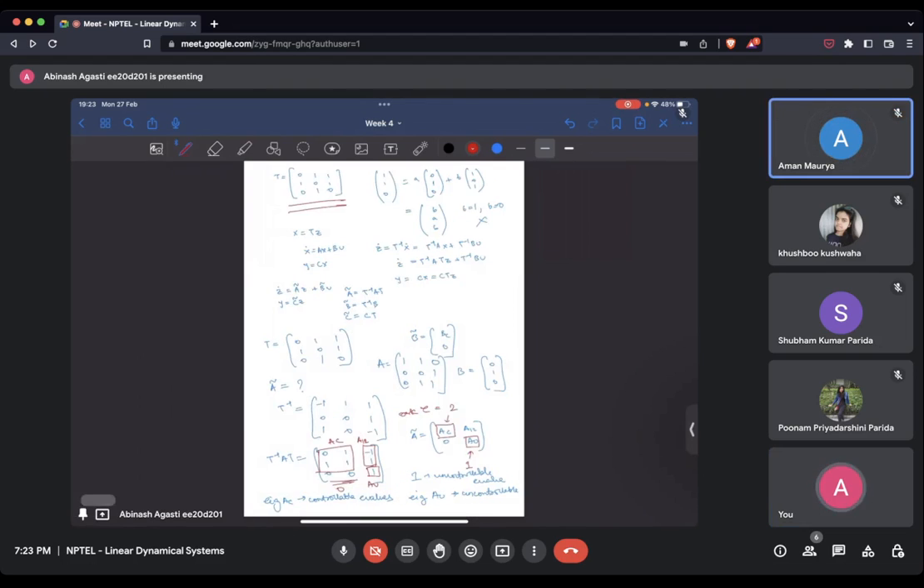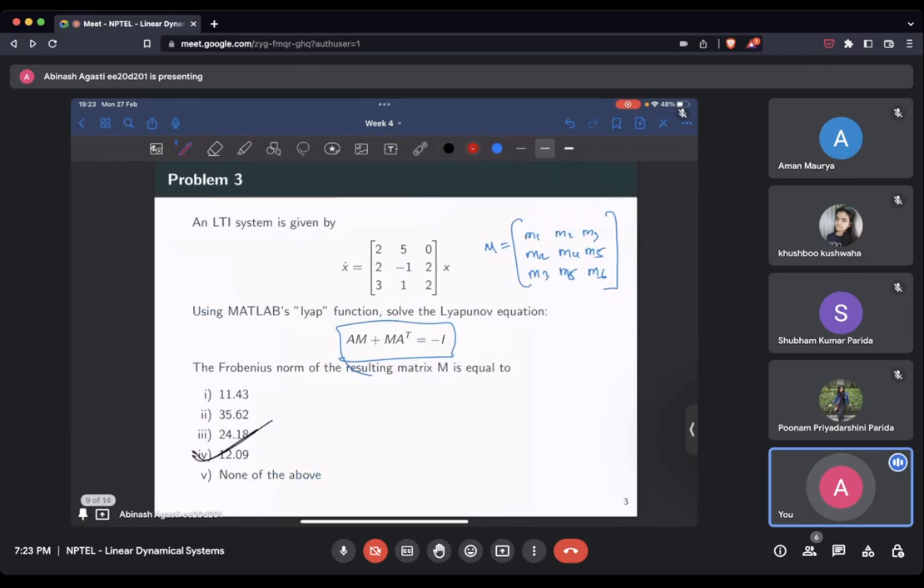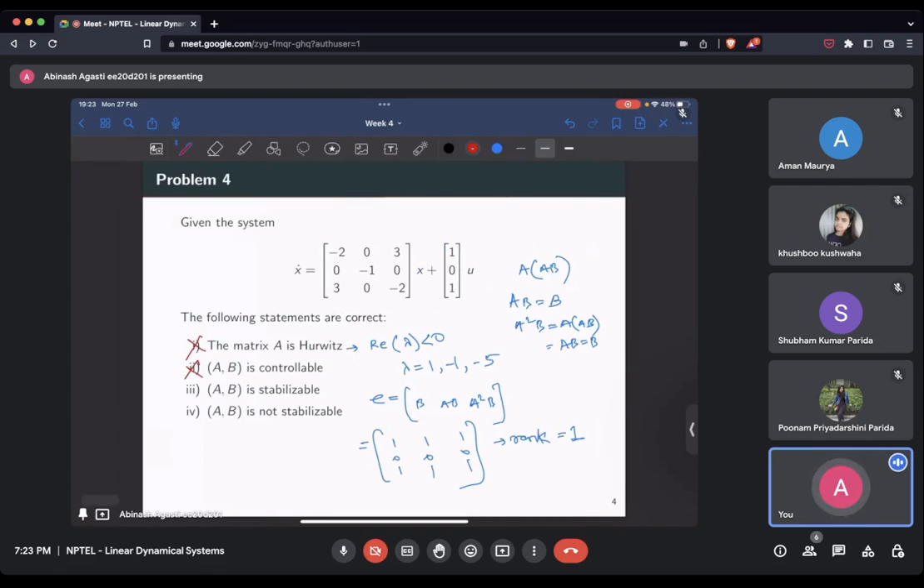Here we found out this A tilde, which is T inverse AT. Then you found out whatever the controllable part is and what the uncontrollable part is. So we have to do the same here as well. So T is equal to UV. We know that. What is U? So what is U?